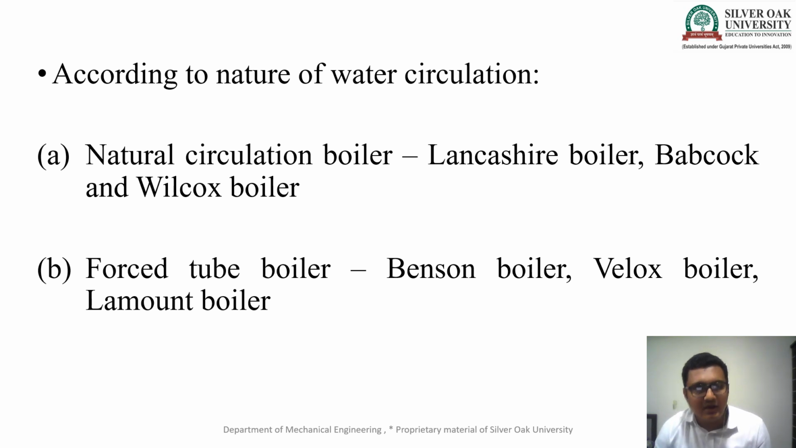Now next one is classification according to the nature of water circulation. Based on nature, we have two types. First one is the natural circulation boiler. Second one is the forced circulation boiler. In a natural circulation boiler, gravitational force plays a vital role, and in a forced circulation boiler, we use a pump. Examples of natural circulation boilers are Lancashire boiler and Babcock-Wilcox boiler. Examples of forced circulation boilers are Benson boiler, Velox boiler and Lamont boiler.